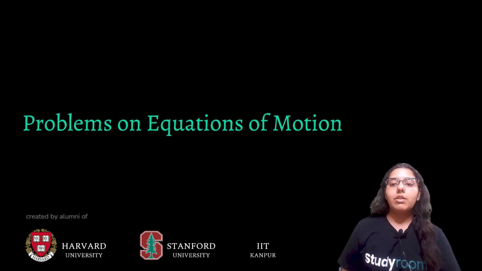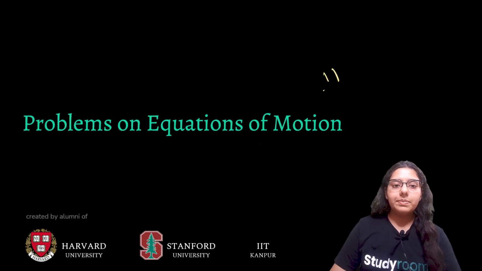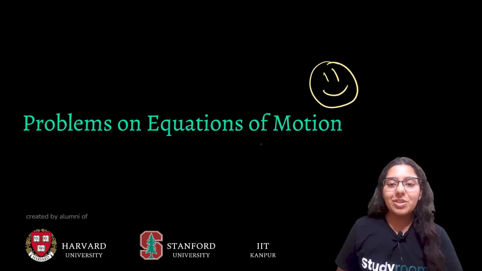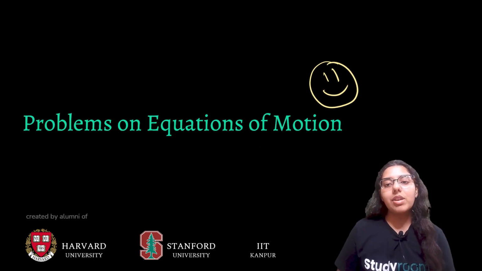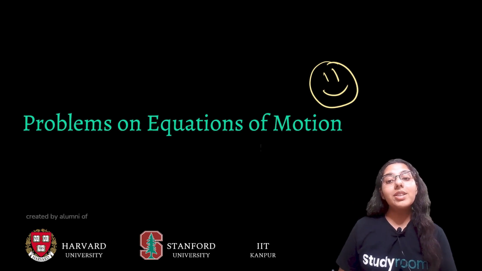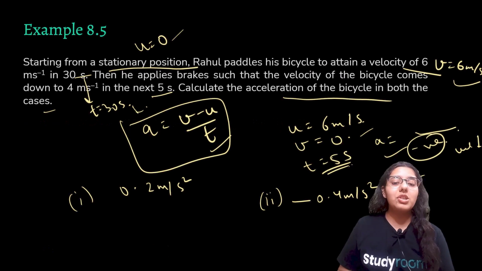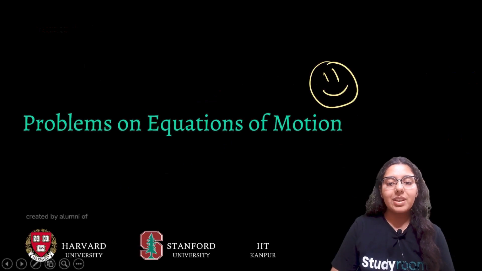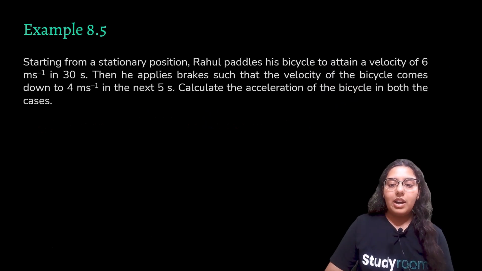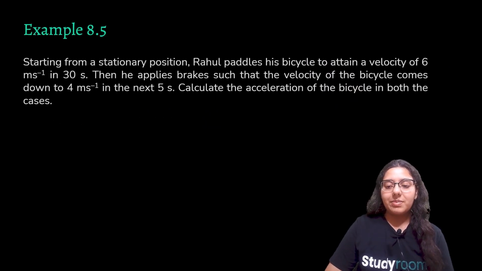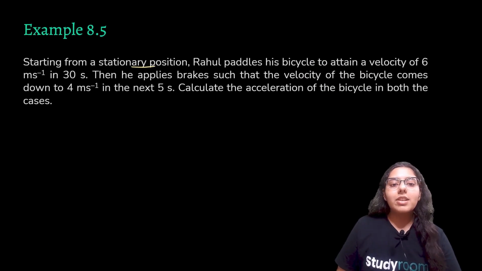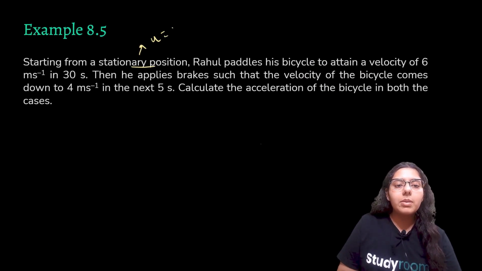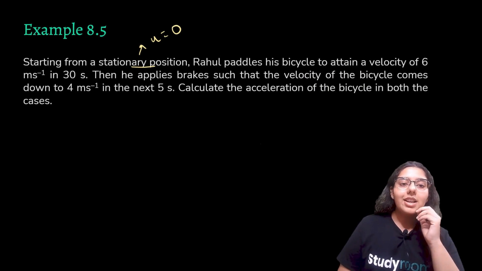So, now let's do some problems on equations. We'll use these three equations of motion to solve some questions and you will definitely get confidence. Just remember these three equations, okay? So, our first question, let's solve it together. Starting from a stationary position, if we are talking about stationary position, this means that we are starting from rest, right? So, Rahul paddles his bicycle to attain a velocity of 6 meter per second.